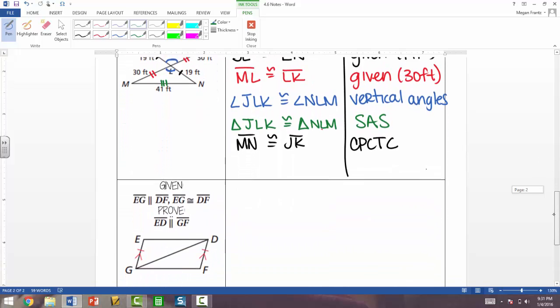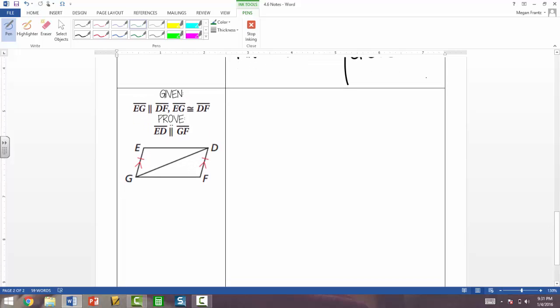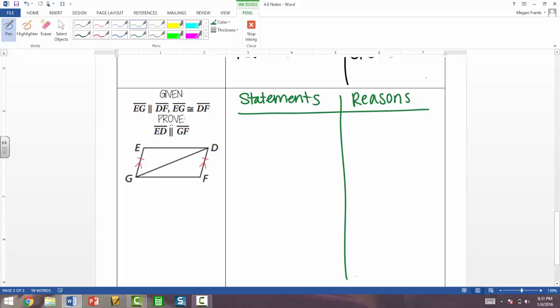So let's try an actual proof. So let's do some statements, some reasons. Let's write down our givens. So the first thing I'm going to write down is actually the second one because this is a little easier. EG is congruent to DF, given to me. Already has a little slashy marks on here. The other thing they tell us is that EG and DF are parallel.